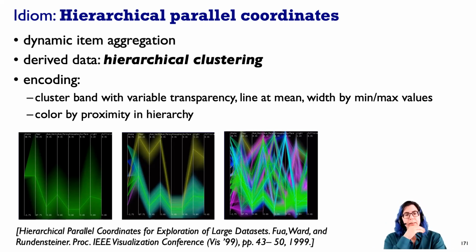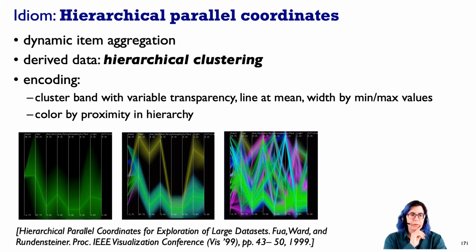In this case, it's hierarchical parallel coordinates. Remember that we talked about that in a previous section as well, and I said there were some pretty strong scalability limits. We wouldn't be able to handle, say, tens of thousands or hundreds of thousands of data points because we would just see a big overplotting mess.